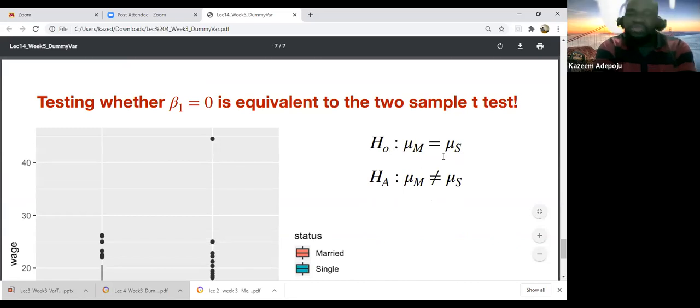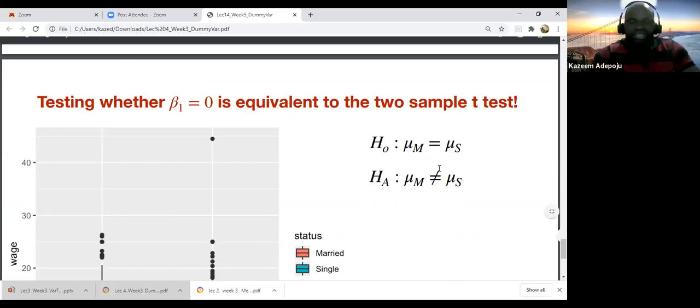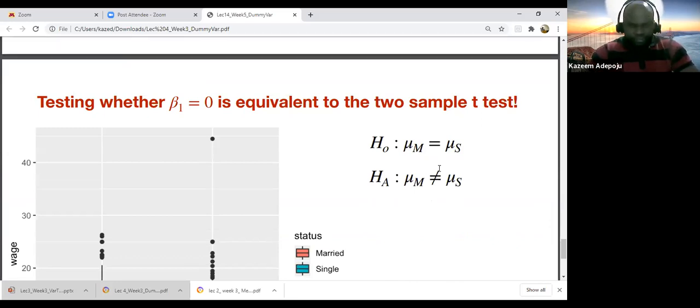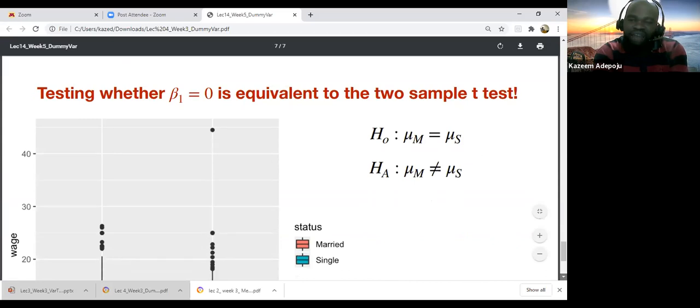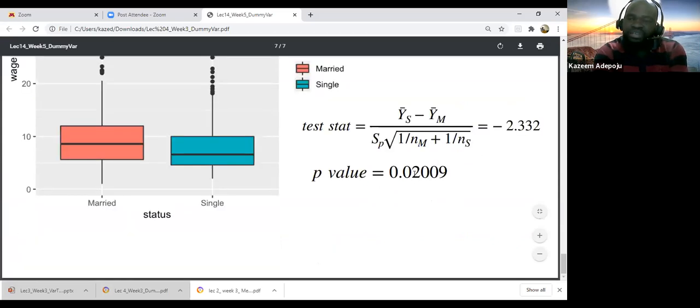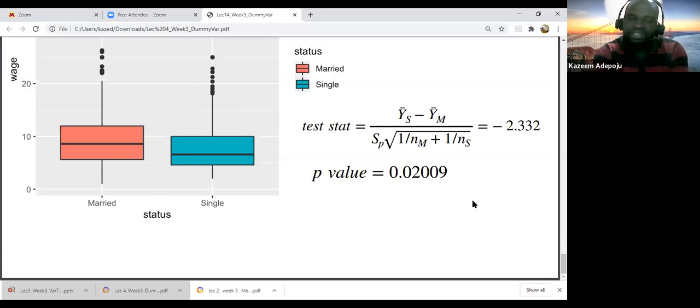So what I'm trying to tell you is that the t-test that you have done before and the test on significance of beta 1 equal to 0 are the same. That is the reason why, in the end, look at the p-value. If you want to run this in R, you just need to write t.test on the two variables, and you're going to see the outputs. My TA is actually going to walk you through that.